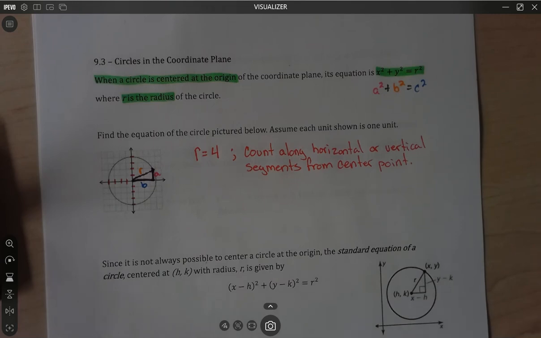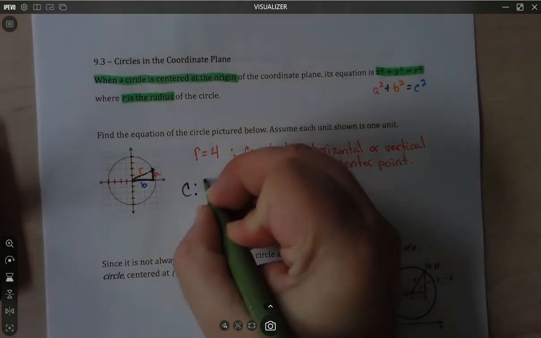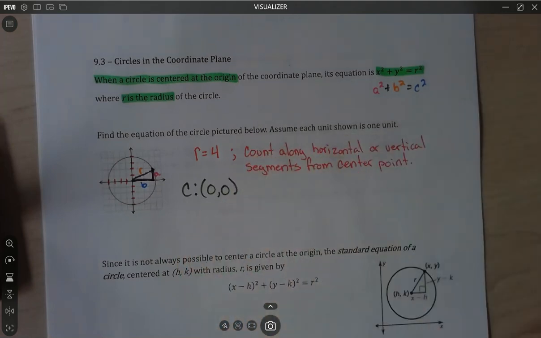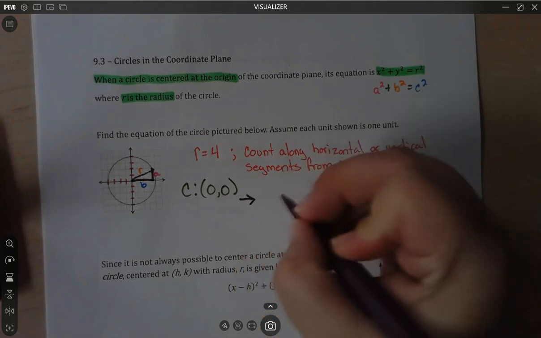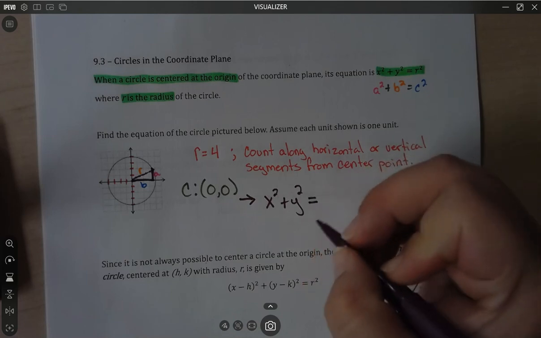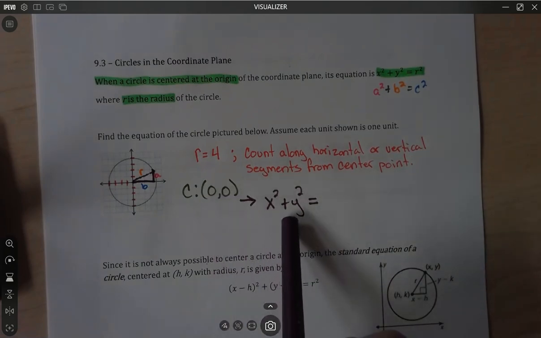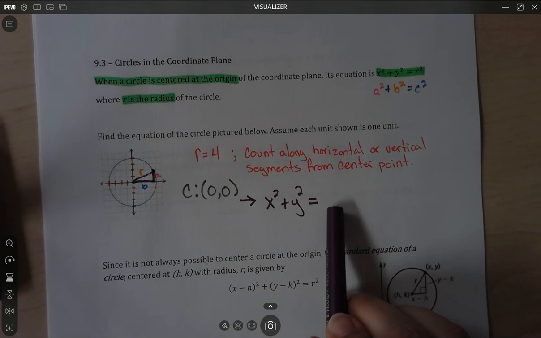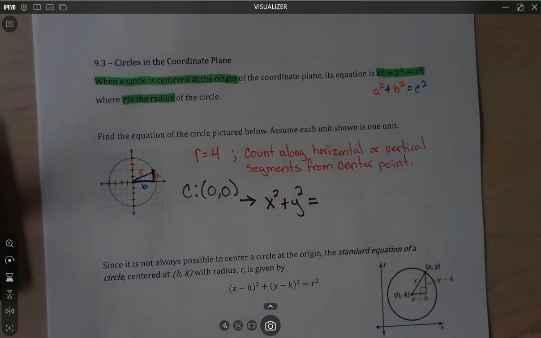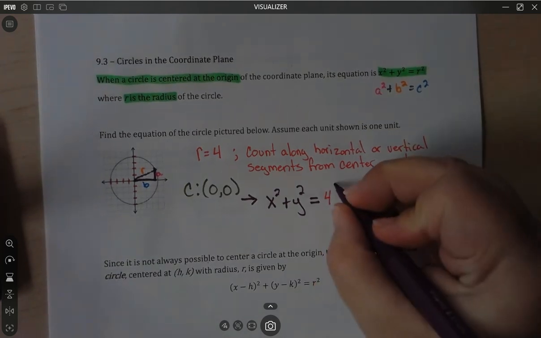Now, our circle is centered at the origin. If our circle is centered at the origin, then we can go straight to x squared plus y squared equals, centered at the origin, x squared plus y squared. Now this side again is our radius squared. We know our radius was 4, and we need to square that.